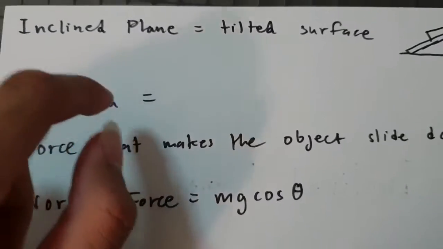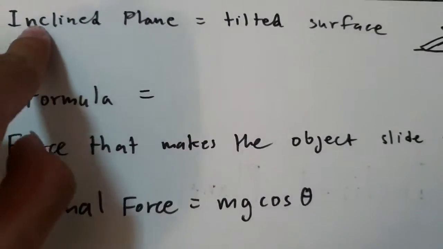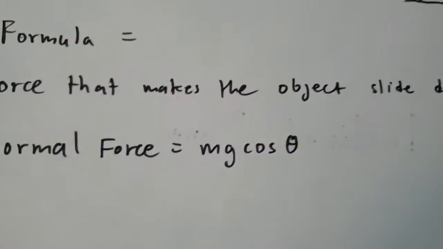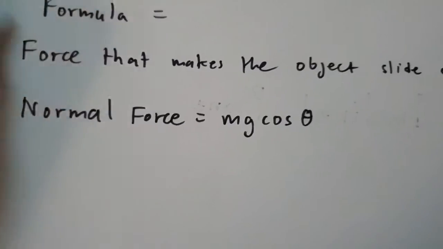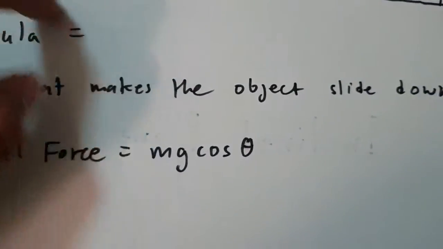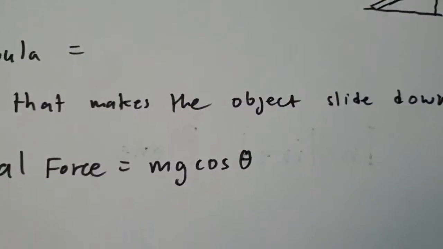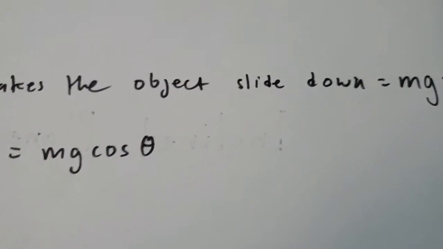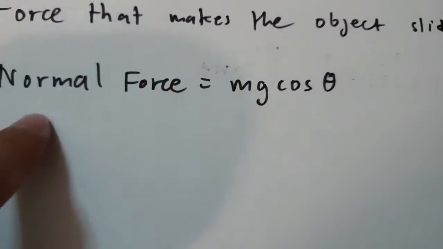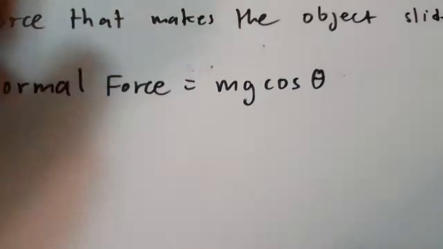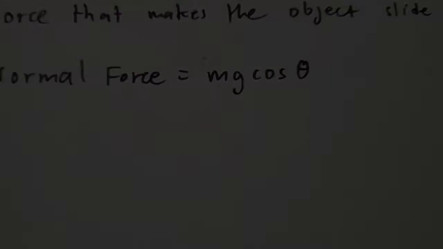So what's an inclined plane? An inclined plane is basically a tilted surface like this. The formula would be, you need to find the force that makes the object slide down the surface. So the formula would be mg sin theta, and to find the normal force here is mg cos theta. Okay.